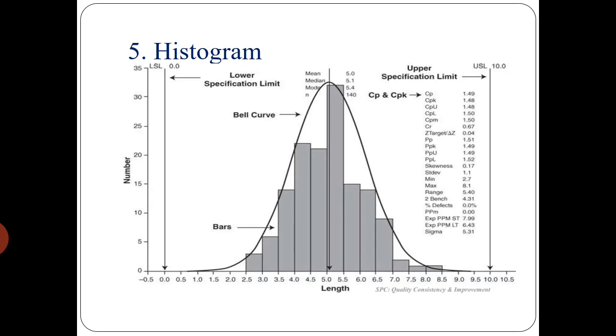Fifth tool, histogram. So you can see the bars are distributed in the chart. So it is a curve. Ultimately, the bars are analyzed in a curve way, and there will be an upper and a lower limit, and this should be in between the upper and lower limit. So what is a histogram and where is it used? Let us see.